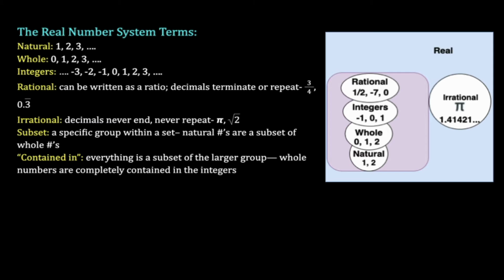Then we have irrational numbers. So the decimals never end and they never repeat. So examples of this are pi and the square root of 2.